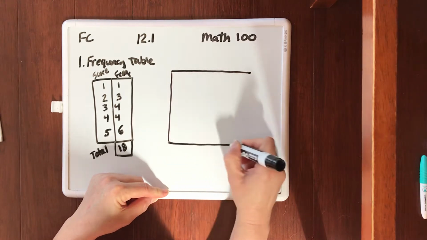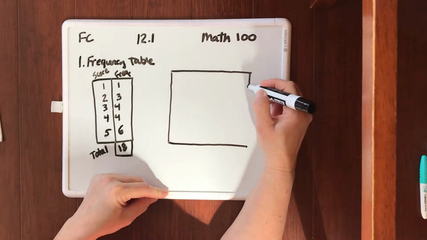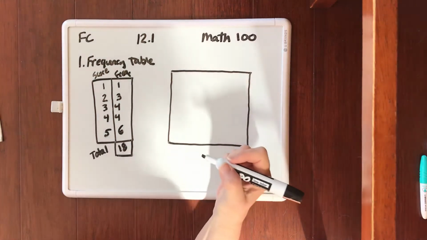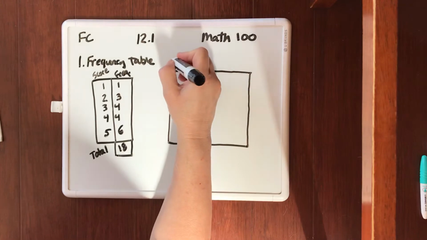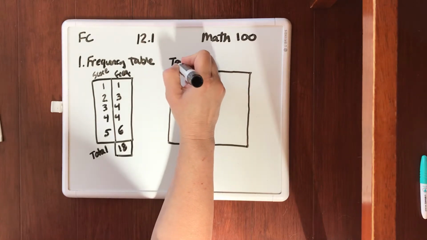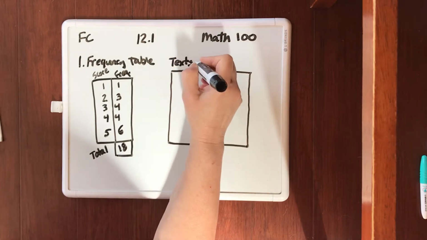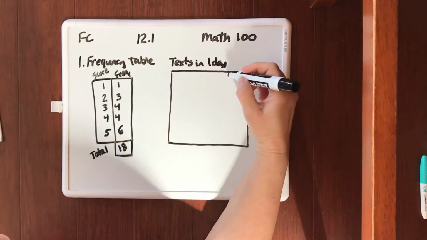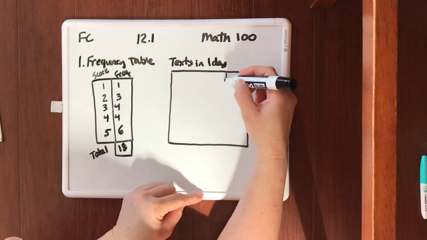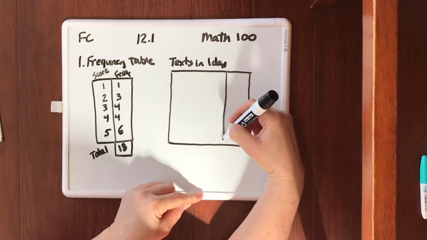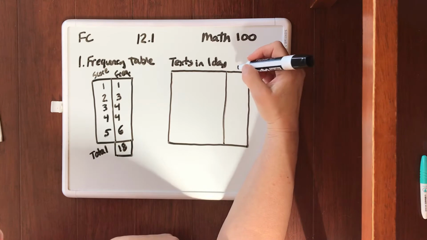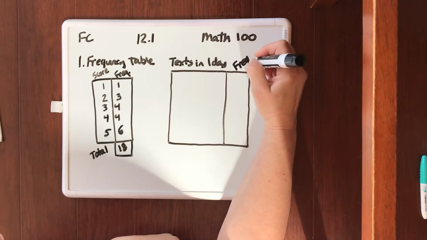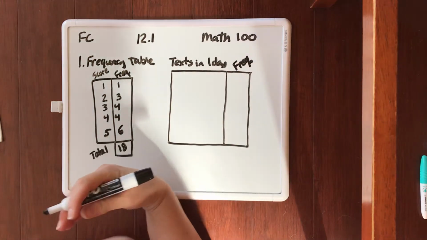In this particular one, the question is going to be how many texts do you make in a day? So texts made in a day, texts in one day, okay? And then over here is going to be the frequency of the people that answered. So here's the frequency.